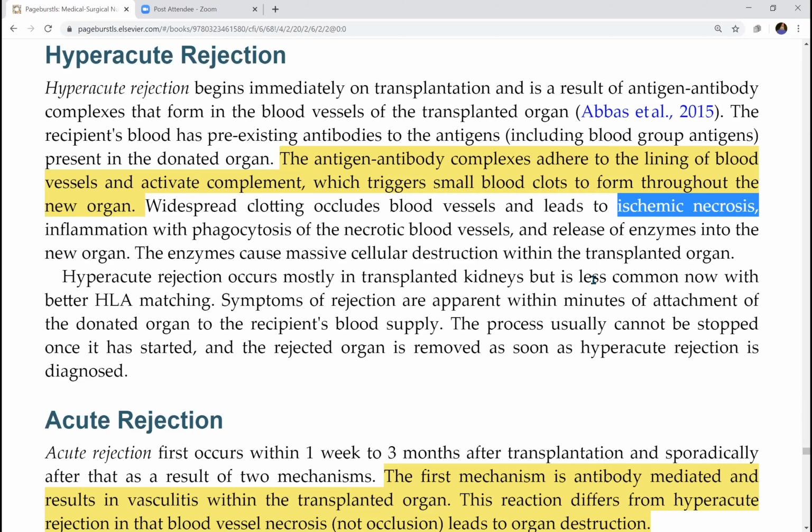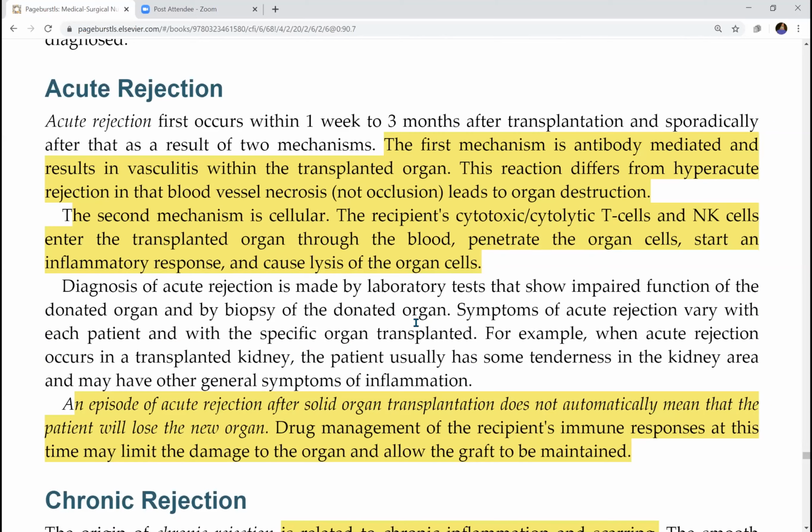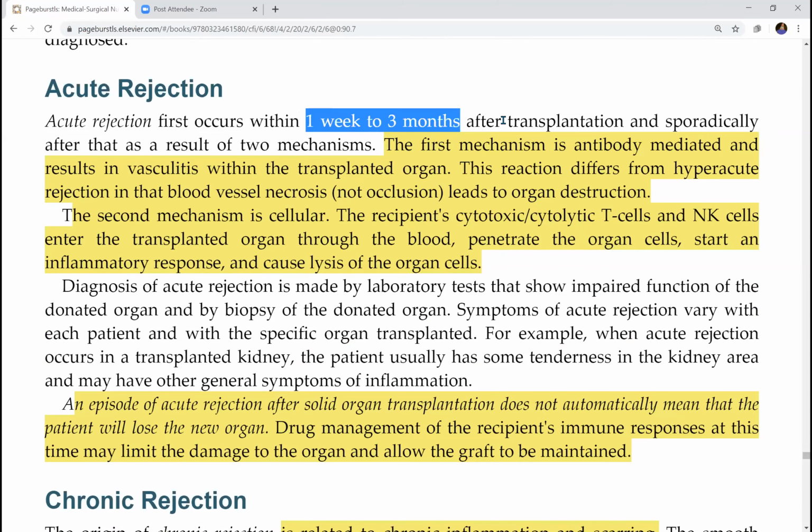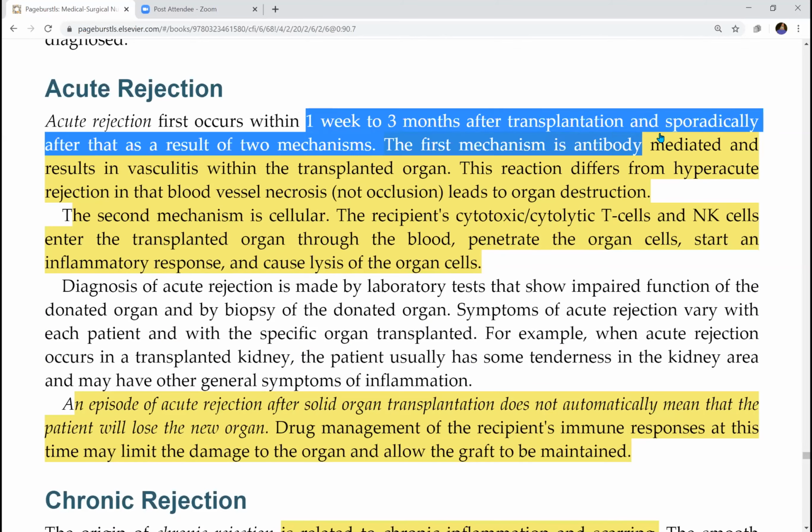No. Okay, next is acute rejection. This is the most common type. When does it occur? All right, so it occurs 1 to 3 months after the transplantation, and then sporadically, meaning there won't be one episode of acute rejection. There will be several. As long as the graft stays in the host, there will be a chance of repeated episodes of acute rejection. Now, what happens?